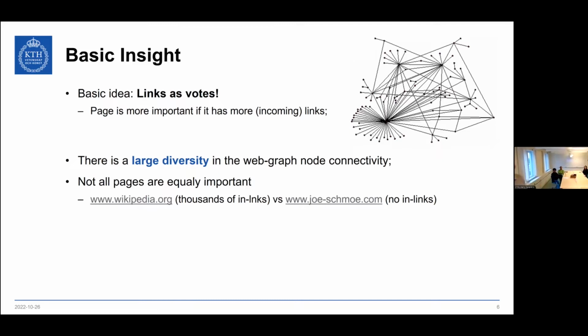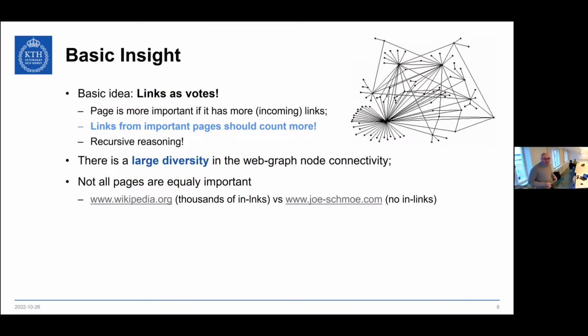Because if you look at any network, especially the World Wide Web, some nodes have lots of incoming links, others not. So wikipedia.org would probably be quite an authority to point to you, and then if some joeschmo.com points to you, maybe it shouldn't make any big difference, right? So what we want to say is that besides counting in-links, we should also weigh them by importance. The links from important pages should count more. But now you see this is a bit of a recursive argument, or recursive reasoning. So now we'll have to take care of that, and that's in effect what PageRank will be about.